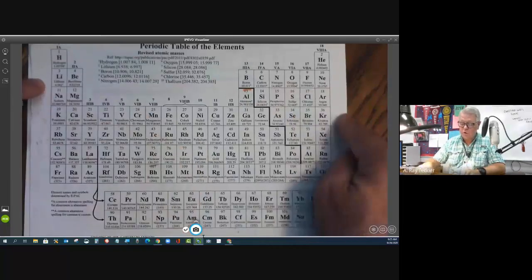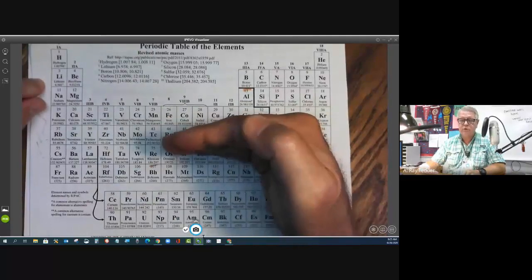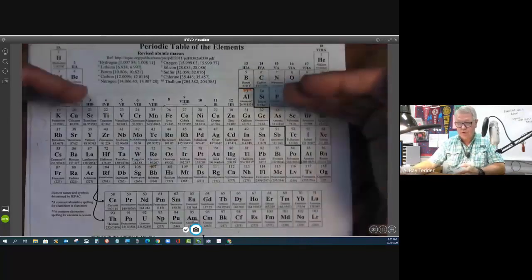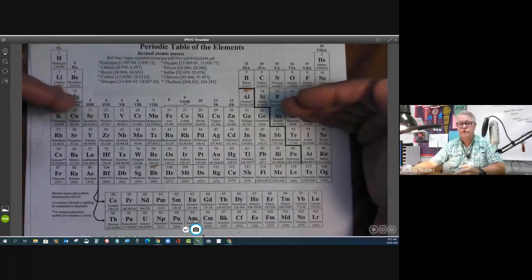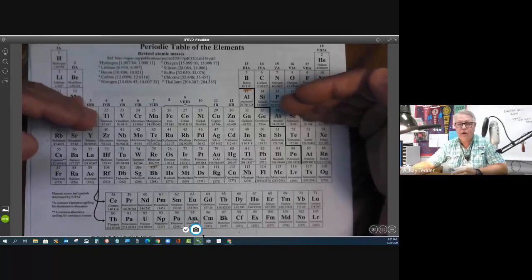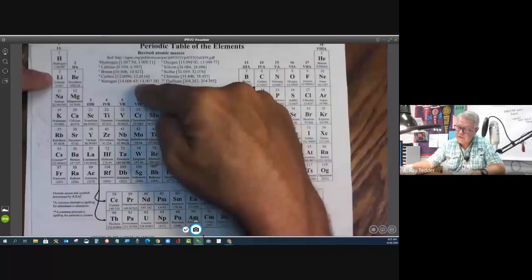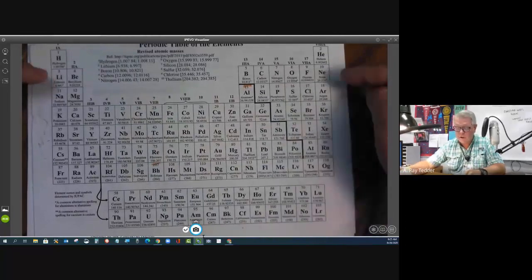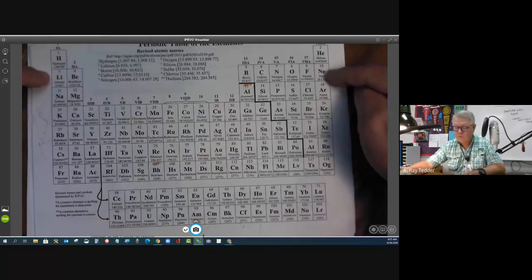Every time you go down to a new row, it indicates that you're adding more electrons to a new primary energy level, so long as those electrons are in the ground state. That is to say, the lowest possible energy state. So hydrogen and helium have 1 primary energy level. All these elements in here, lithium, beryllium, boron, carbon, nitrogen, oxygen, fluorine, neon, they all have electrons in both the first primary level and the second primary level. Okay?